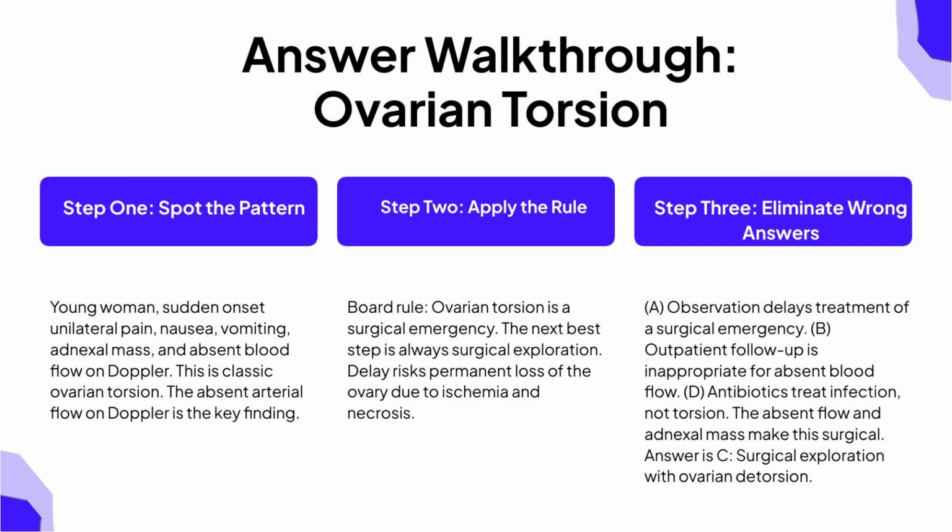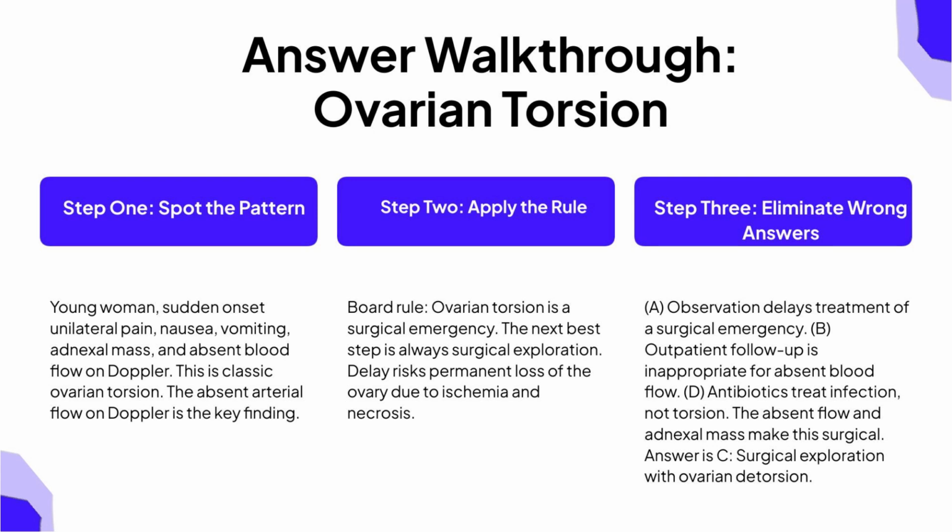Let us break this down step by step. Step 1. Spot the pattern. Young woman, sudden onset unilateral pain, nausea, vomiting, adnexal mass, and absent blood flow on Doppler. That absent arterial flow is the classic identifier for ovarian torsion.